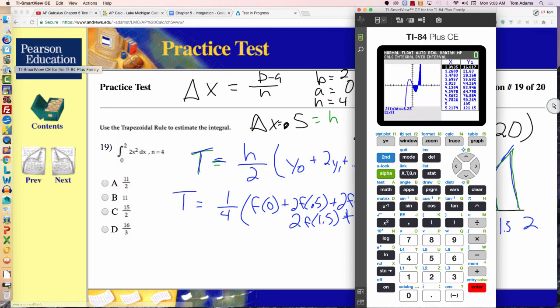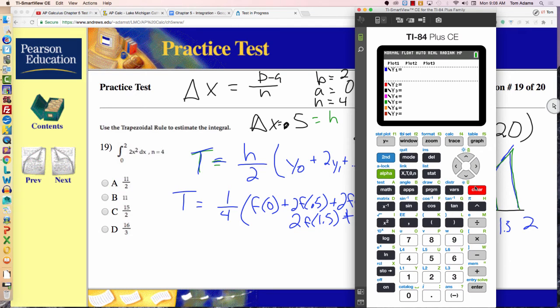I'm going to pull up my calculator, and let's graph this. So we're going to hit clear, and we're going to graph 2x squared, and hit graph. Now the next thing I'm going to do is hit second window. I'm going to start at 0, and then I'm going to set this at 0.5. So I'll get all my tables right here.